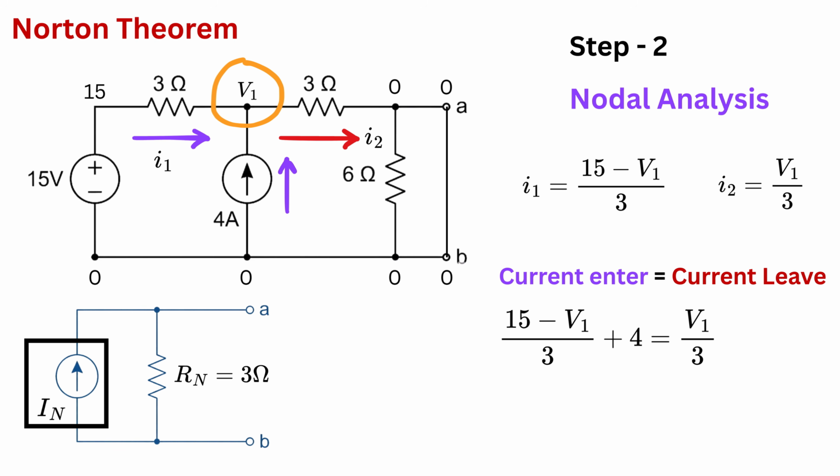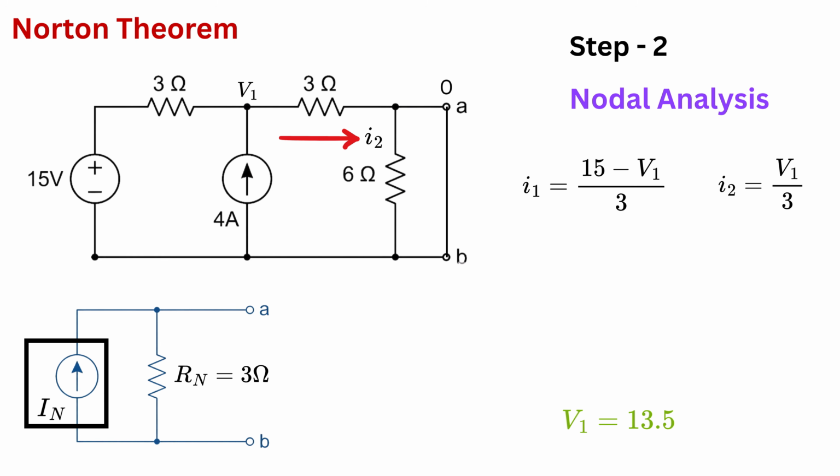Now to simplify, multiply everything by 3 so that the denominators go away. This gives 15 minus V1 plus 12 equals V1. Combine 15 and 12 to get 27. So 27 equals 2 times V1. That means V1 is equal to 13.5 volts.